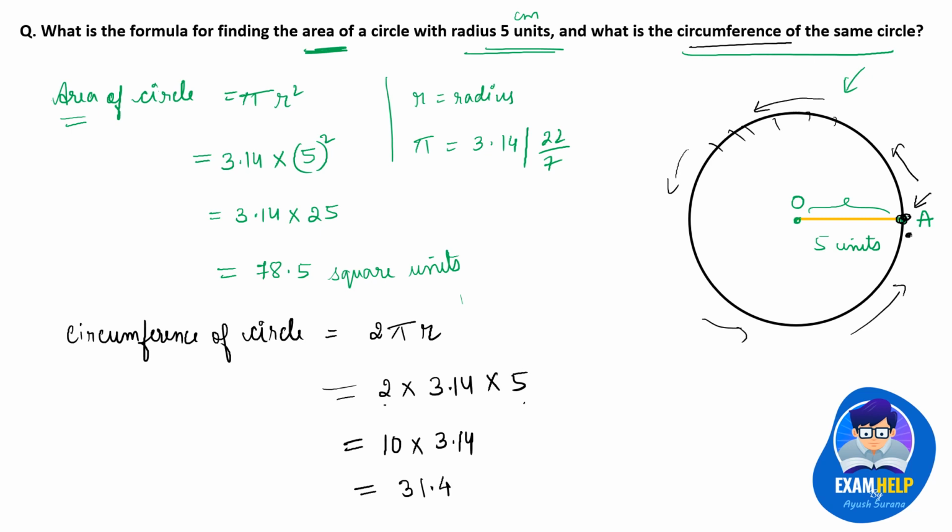Now the formula is for circumference, meaning perimeter. So in the unit we will not put any square or cube, we will rather write it as 31.4 units. No square or cube we need to write here. So this is our final answer.